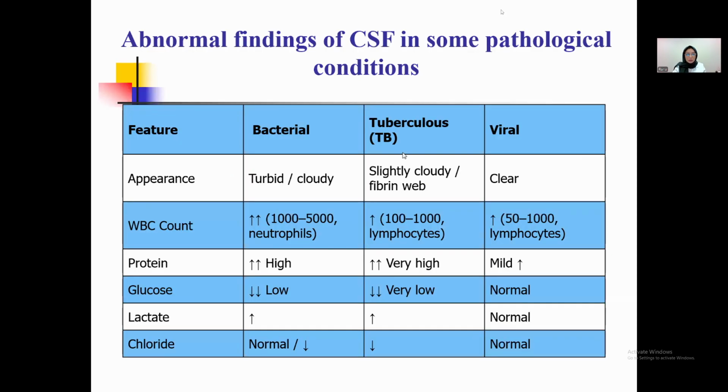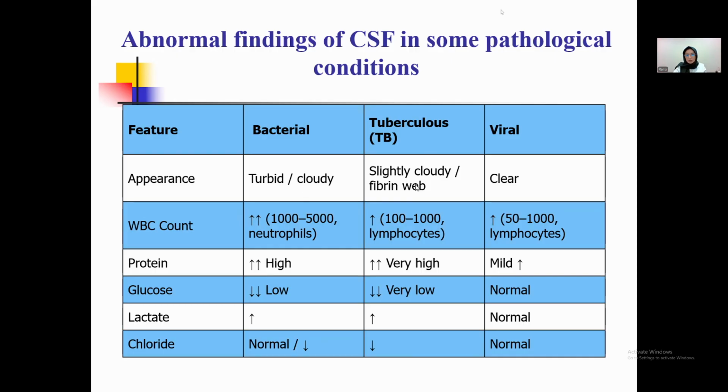So this is a summary of what we talked about. In terms of appearance, when it is bacterial, it will be turbid or cloudy. WBC will be high, mainly neutrophils, protein will be high, and glucose will be low due to consumption of the glucose. Lactate will be high also, and chloride will be normal or low, mainly low.